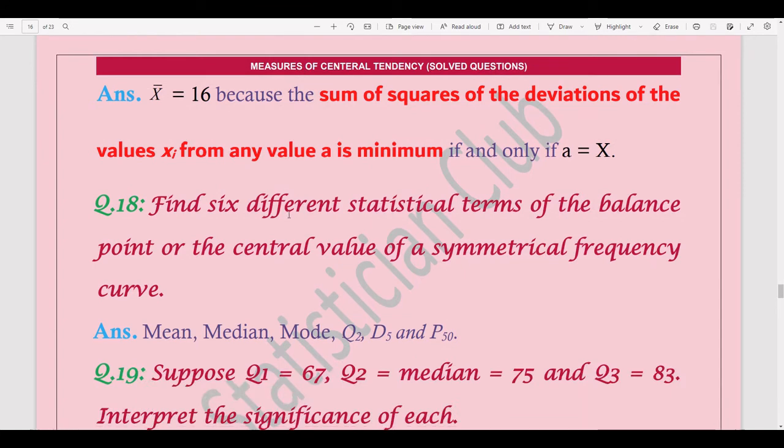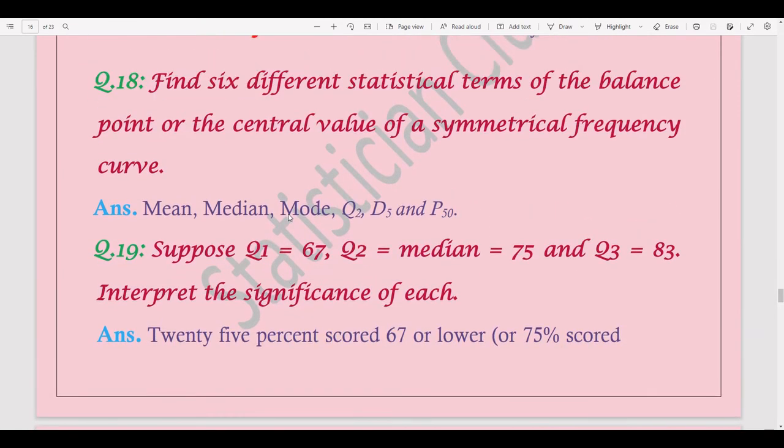Question number 18. Find 6 different statistical terms of balance point and central value of symmetrical frequency curve. First, mean, which divides the data into two equal parts. Median, which also divides the data, mode, and then quartile.